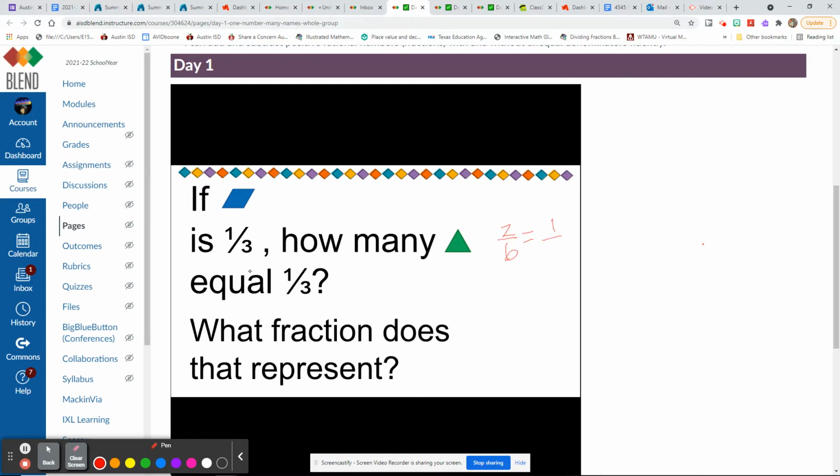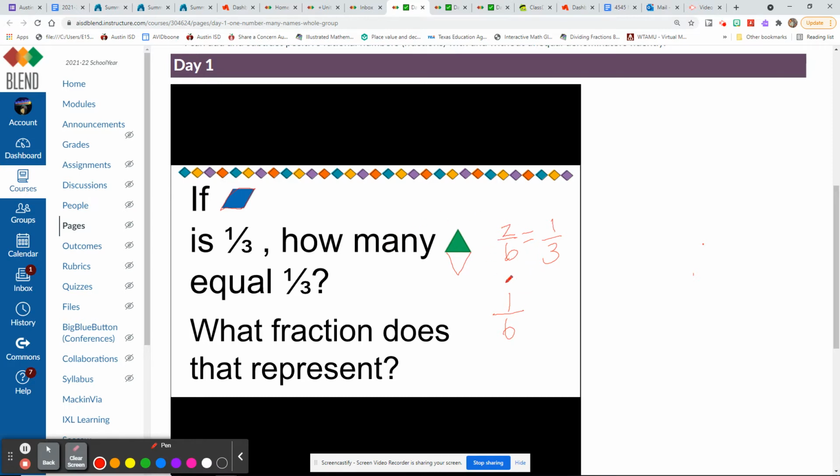2/6 is the same thing as 1/3. So one of these triangles represents 1/6, because if we put 2 of those triangles together, it'd be the same thing as the diamond, which is the same thing as 1/3.